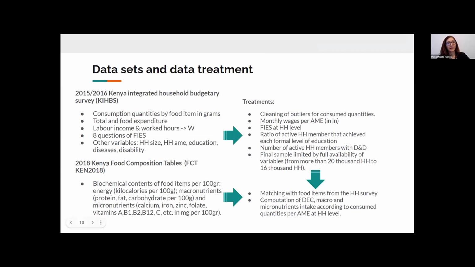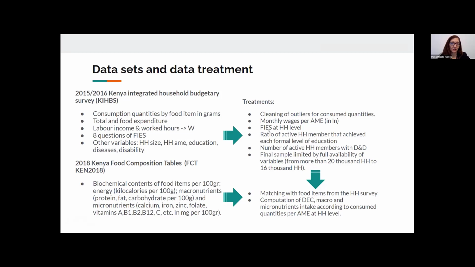And the second data set is the Kenya food composition table, that is quite new. This kind of table provides all the biochemical contents by food item: energy, that means kilocalories per 100 grams, macronutrients, protein, fat, carbohydrates, and micronutrients, that means calcium, iron, zinc, folate, and all vitamins, also in milligrams per 100 grams in each food item.